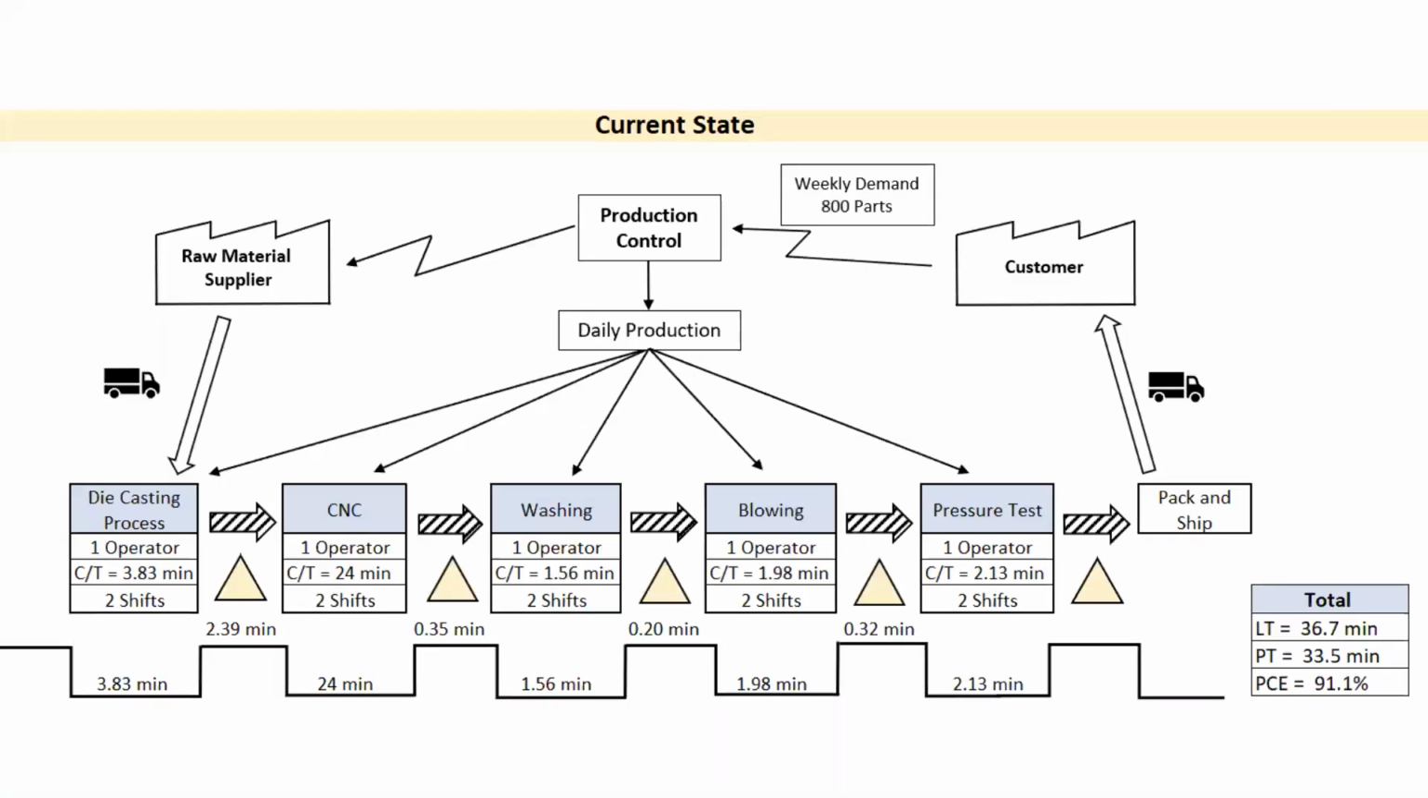The current state has 2 shifts and utilizes only 1 CNC machine. We found that the total processing time for the current state is around 33.5 minutes. We will try to reduce the processing time in order to meet the daily demand of 160 parts.